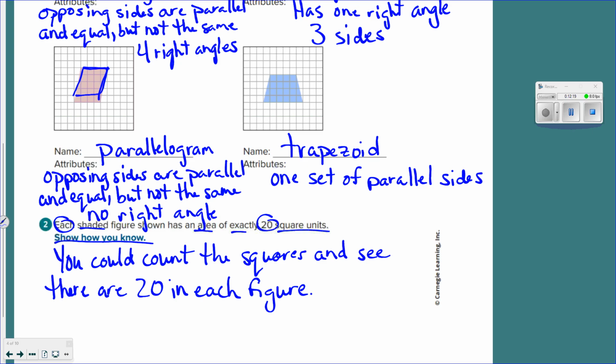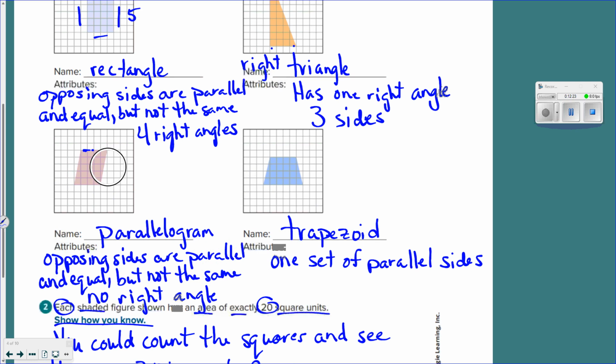Parallel means that they go sideways and they'll never touch. So if I were to take this line and I extend it forever, those two lines will never touch in all eternity. Okay? And same on this side. If I extend those lines, they are never going to touch. Doesn't matter how long they go.